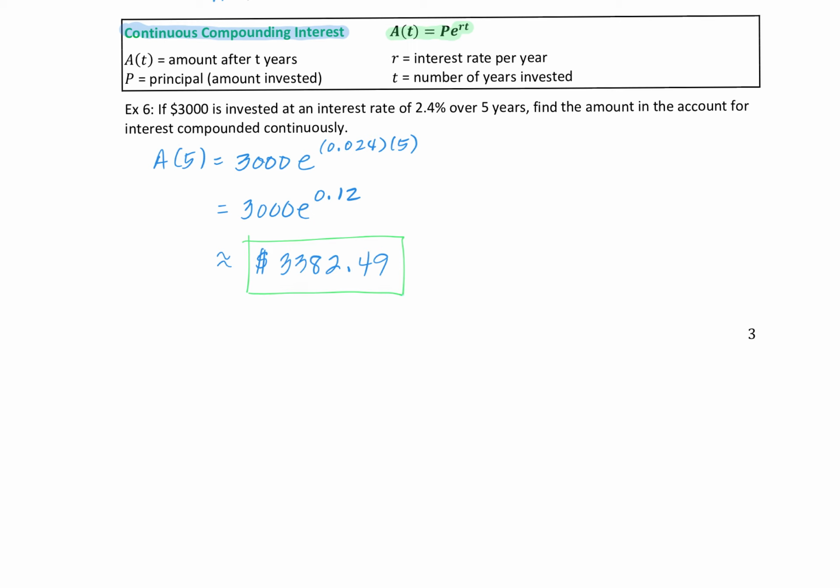So it went up a little bit from monthly. So again, if you're investing money, continuous interest is the way to go. So that wraps up this section, and that's it.